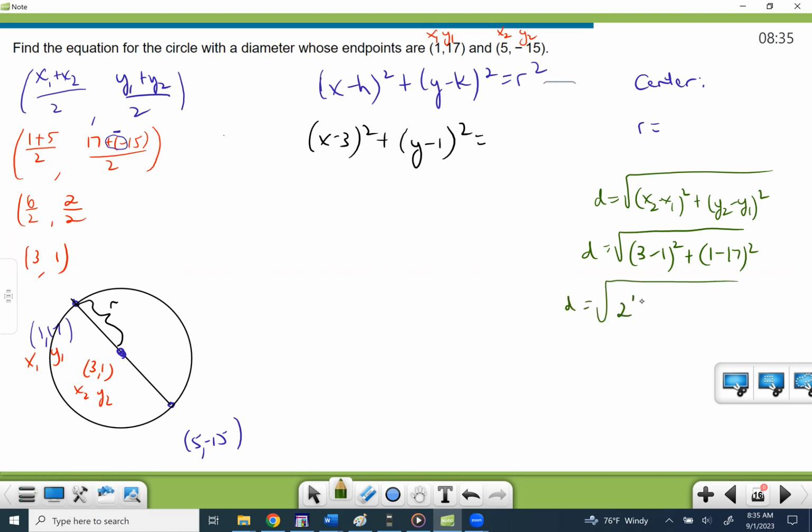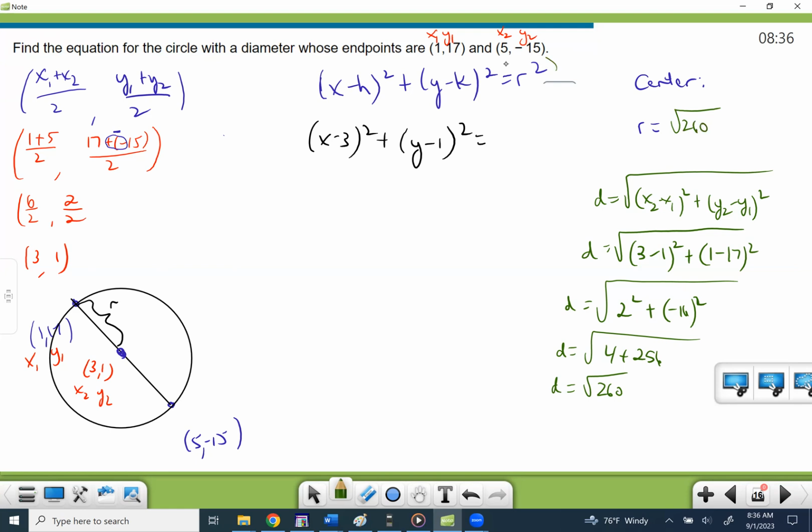So that's 2 squared, and then -16 squared. So 2 squared is 4. A negative times a negative is a positive, and 16 times 16 is 256. So this is going to get us 260. So the radius is the square root of 260.